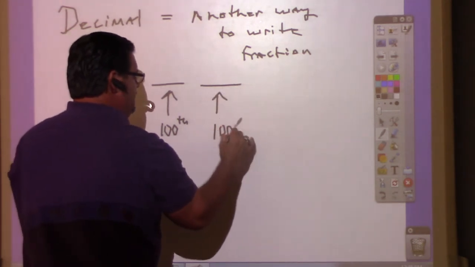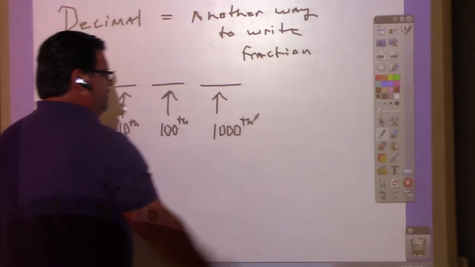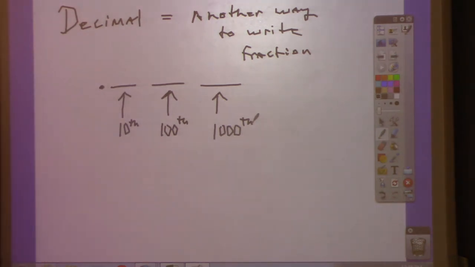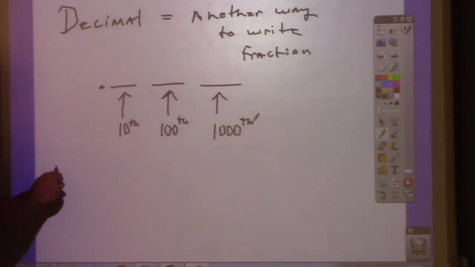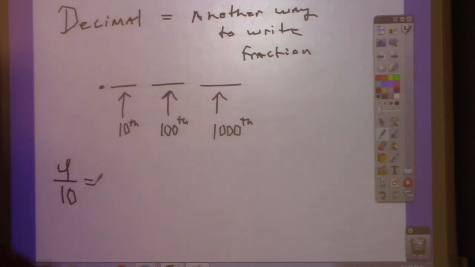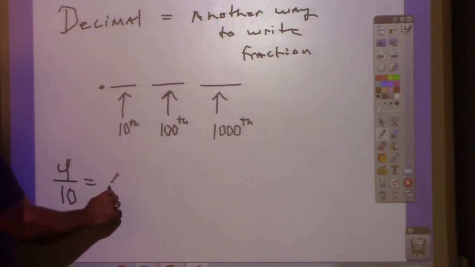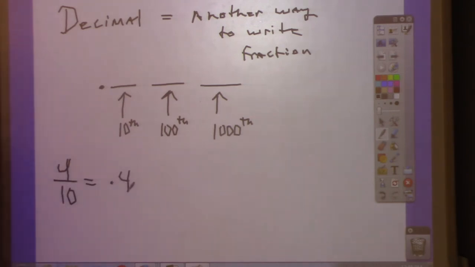So anytime you can put the denominator as a base of 10, it makes life a whole lot easier. So if I want to write 4/10 as a decimal, 4/10 means 4/10, which would be what? 0.4. And that's how you do it if it's got a 10 or 100 or 1,000 or 10,000 or whatever under. You just put the numerator after the decimal point.